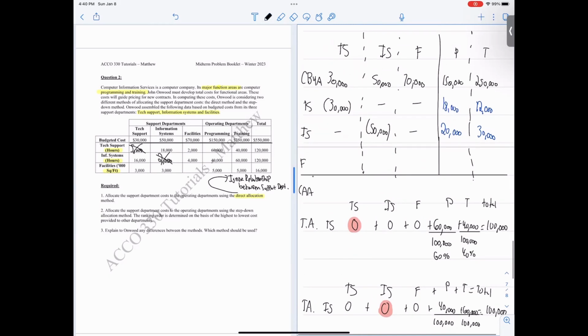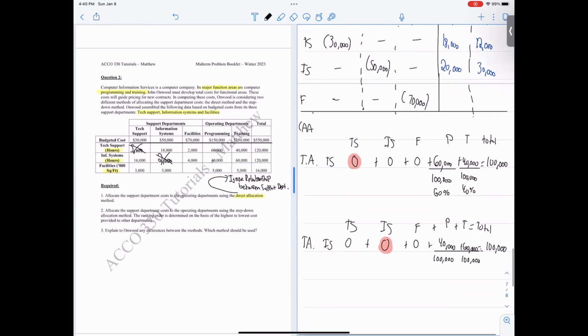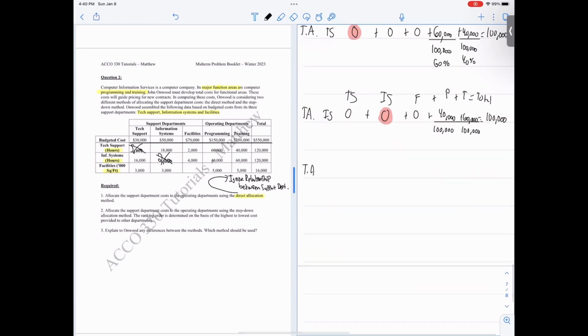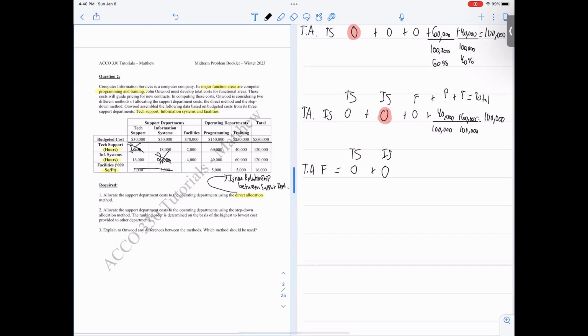Okay, now facilities, guys. We're doing the direct method, so we ignore relationship between support departments. So I'm putting dashes through there. We have $70,000 in cost to be allocated. Okay, now let's do our total allocation now for facilities. Okay, so how much does facilities help tech support? Nothing, because we're doing direct method. How much does facilities help information systems? Nothing, because we're doing the direct method. So we ignore the 2 3,000s here.